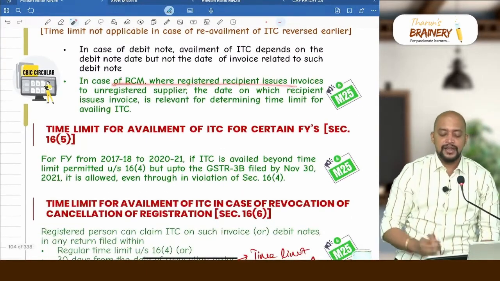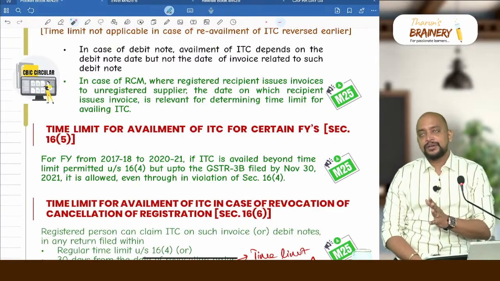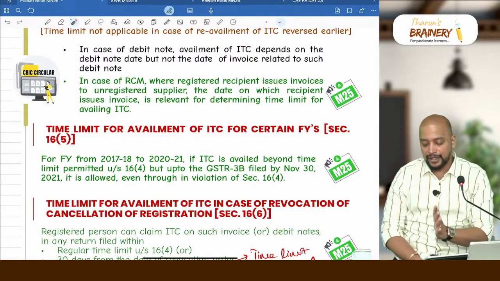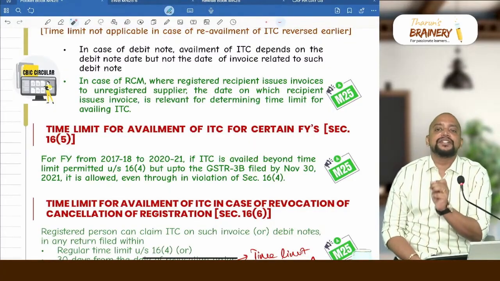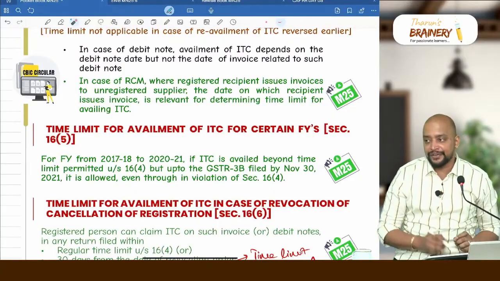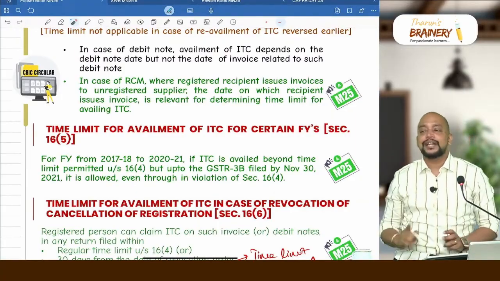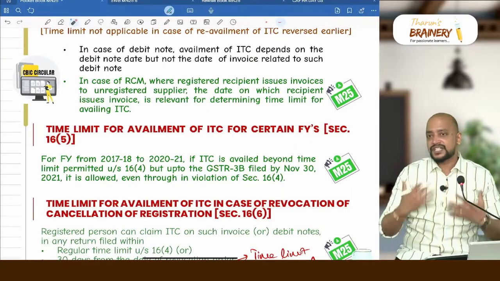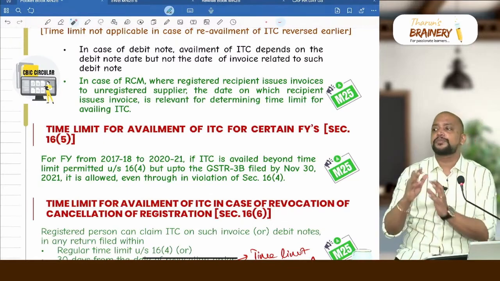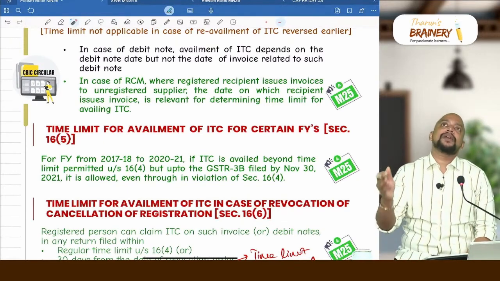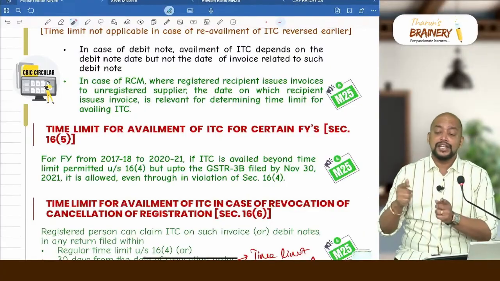In case of RCM, where a registered recipient issues an invoice to an unregistered supplier. Remember, the self invoice concept is there, and that's an amendment now. Previously also it was there, but there was no clarity as to the time limit within which the self invoice needs to be given. Now they have amended section 31 subsection 3 clause F accordingly with the rules. When the supplier is unregistered and the recipient is registered, the concept is known as self invoice. The recipient should make payment to the supplier and pay GST under RCM, but he needs to give an invoice also.